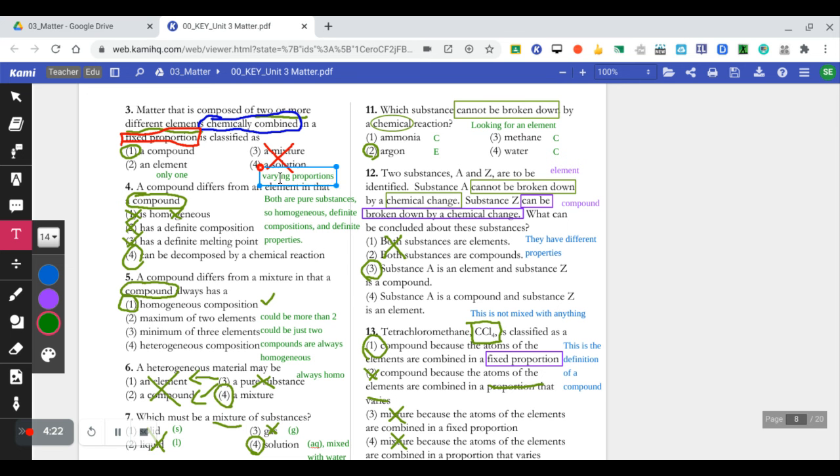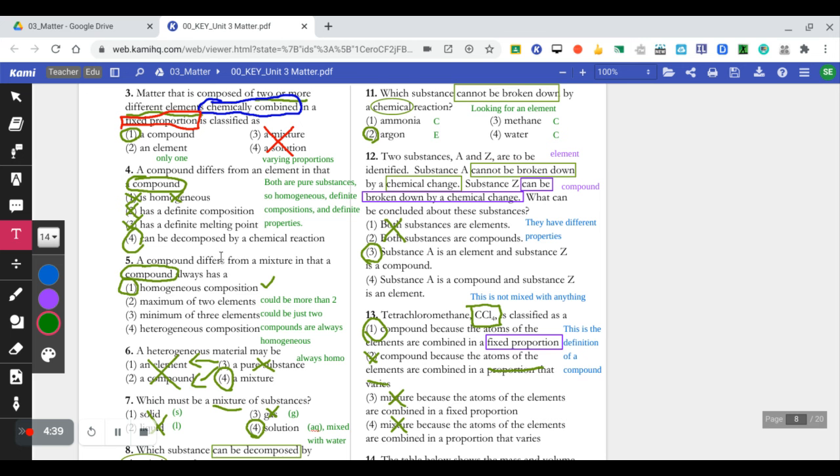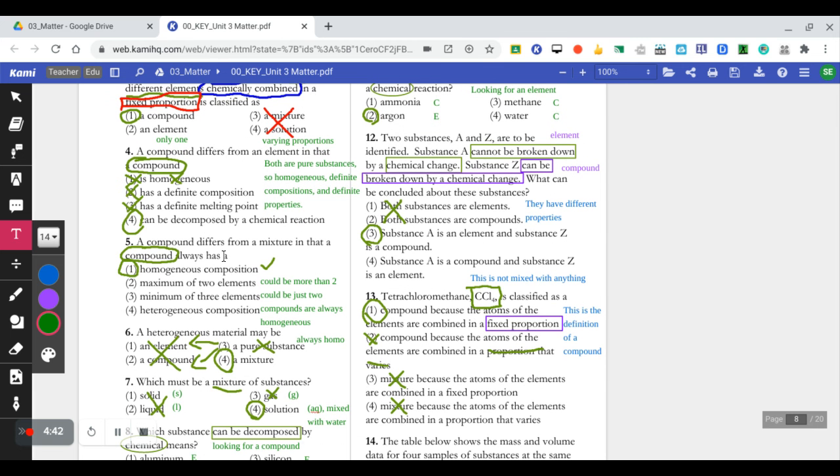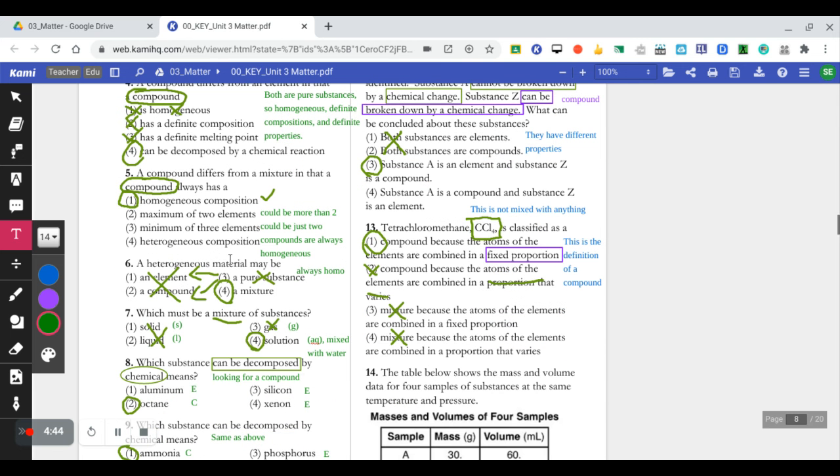Because elements and compounds are both pure substances, they're both homogeneous, they both have definite compositions, and they both have definite properties. Melting point is a physical property. So these three things are all characteristic of both elements and compounds. The only difference is that compounds can be decomposed by a chemical reaction and elements cannot.